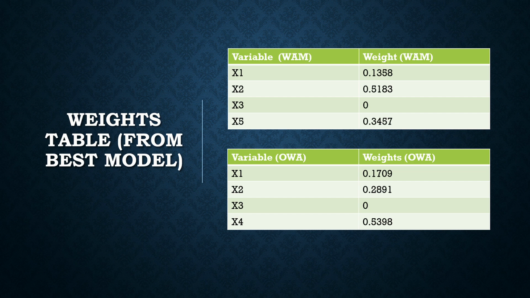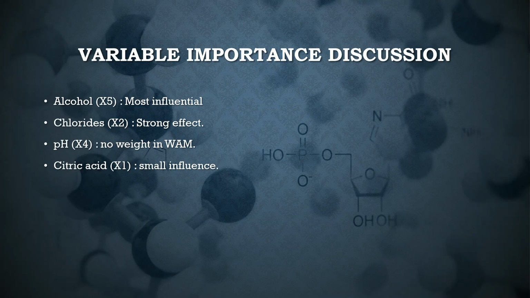And on the next slide, for the variable importance discussion. From the weights, alcohol clearly had the strongest influence, followed by chlorides. Citric acid also contributed slightly, and pH had no impact under WAM.